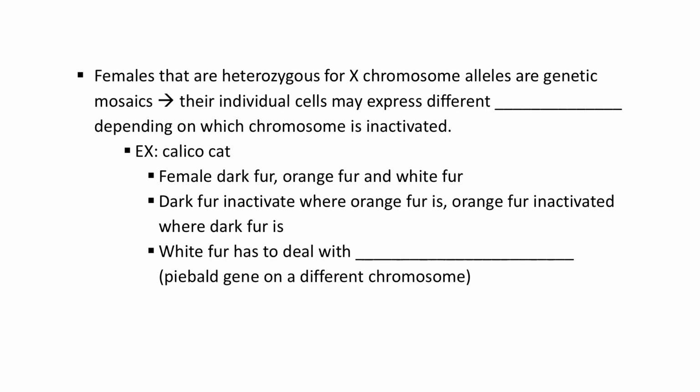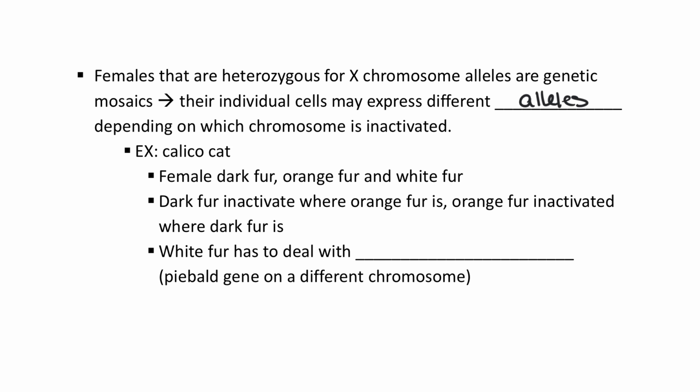Because of this random inactivation of the X chromosomes in the cells, females that are heterozygous for X chromosome alleles are genetic mosaics. Their individual cells may express different alleles depending on which chromosome is inactivated. An example that we can see physically is with calico cats. Calico cats are normally female, and they have dark fur, orange fur, and white fur, allowing them to have that calico look that we know.